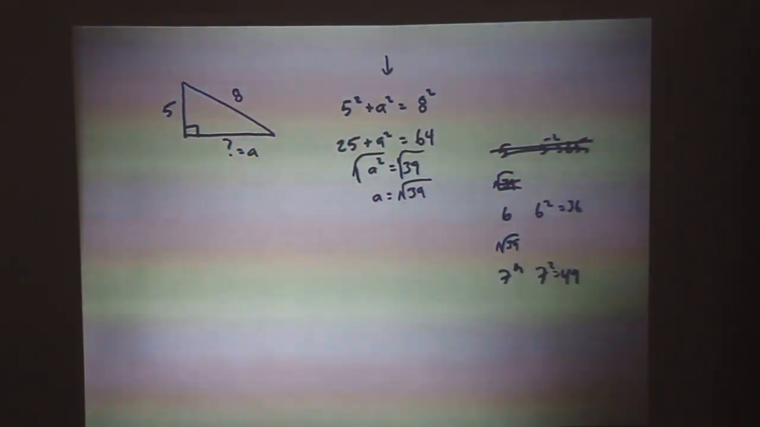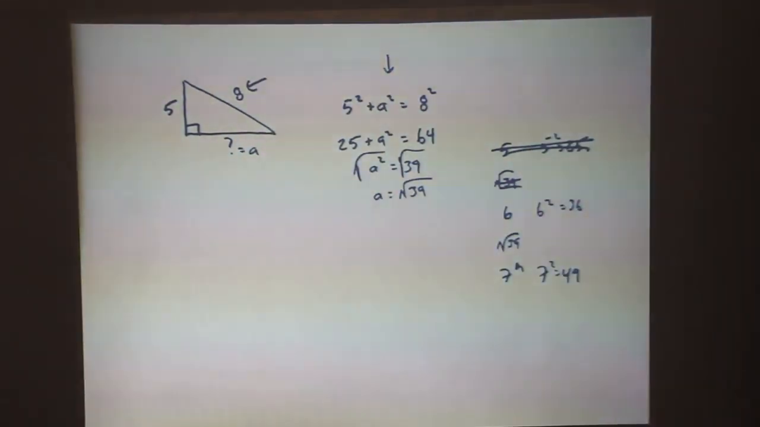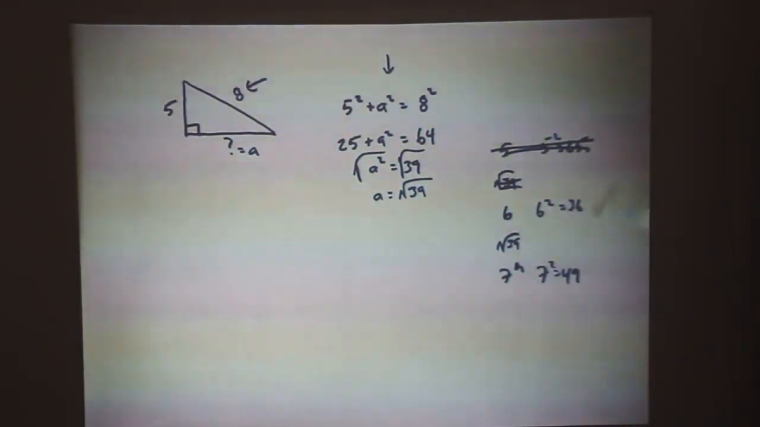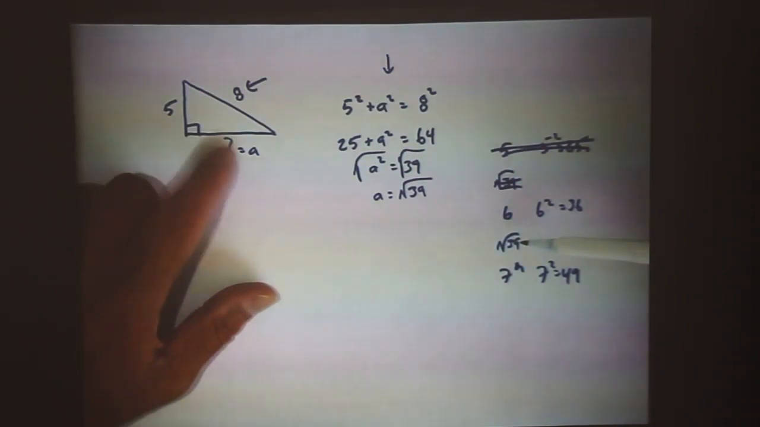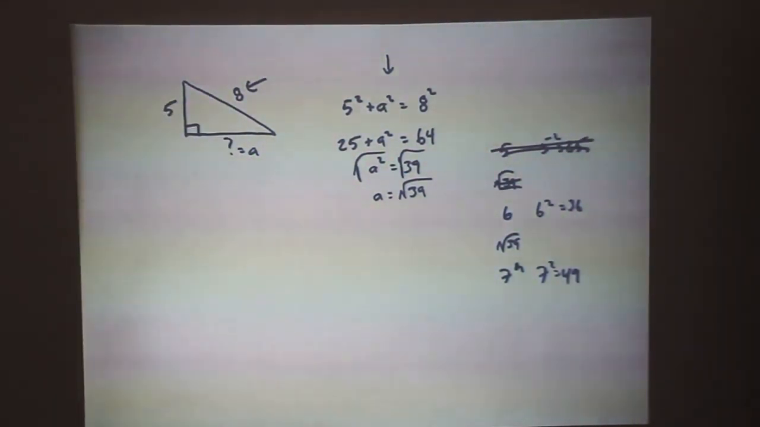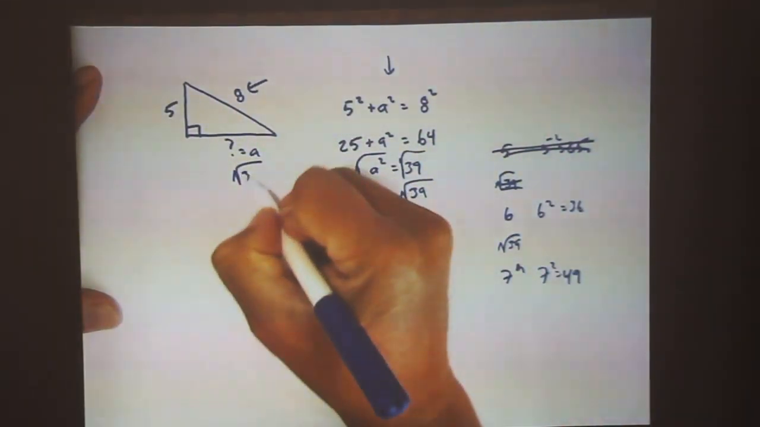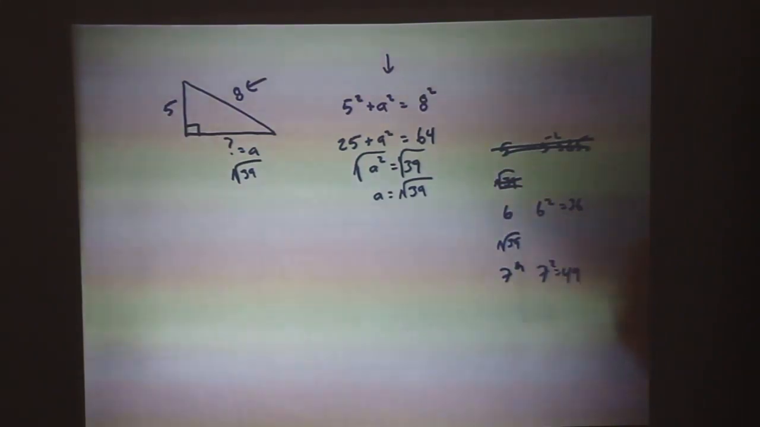And that makes sense because, remember, the longest side of this right triangle is 8, so this missing side here can't be bigger than 8, because 8 again is the hypotenuse and it's always the longest side. So this missing side, square root of 39, is some decimal somewhere between 6 and 7.